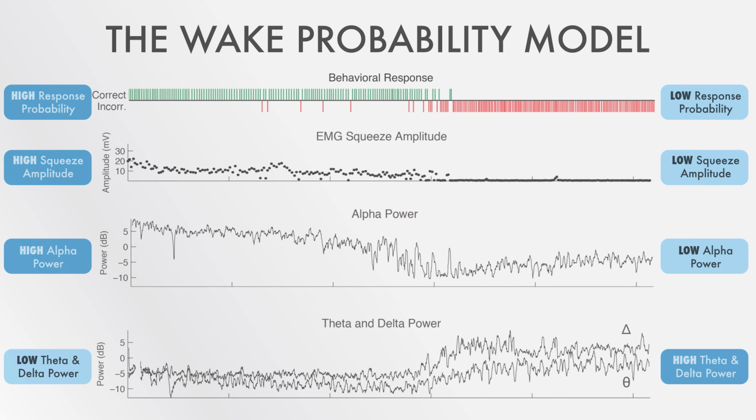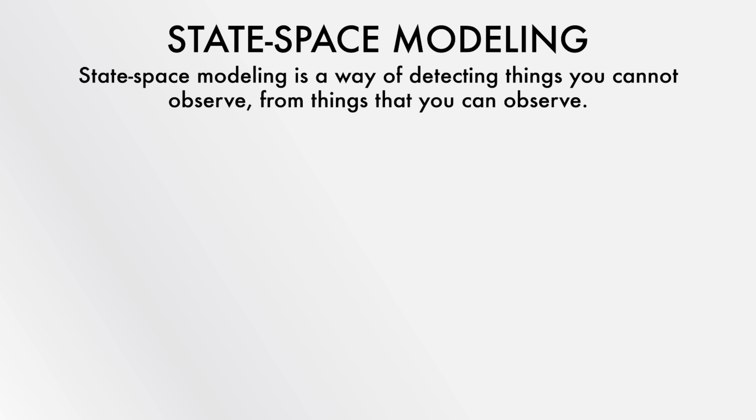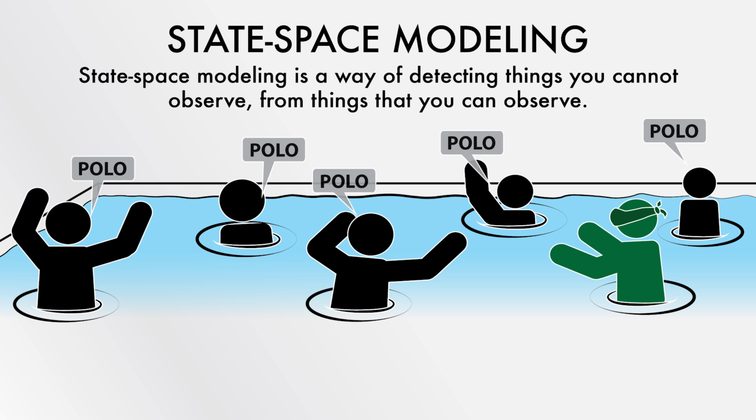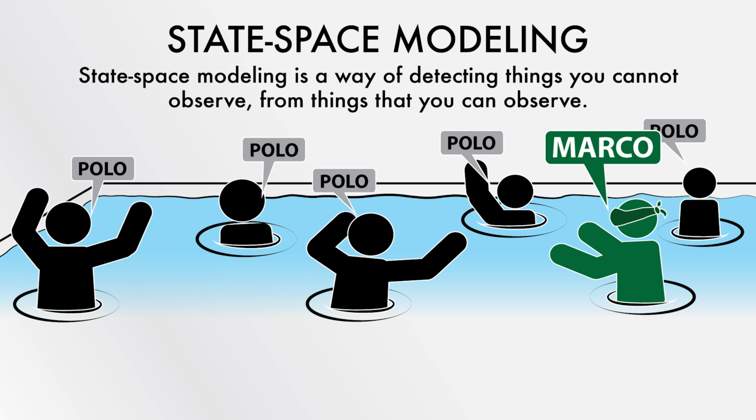Well, to do this, we use something known as state space modeling. Now, while the actual mathematical derivation and theory behind state space modeling is way beyond the scope of this video, it's sufficient to know that state space modeling is a way of detecting things that you cannot observe from things that you can observe. Consider the game Marco Polo, in which someone is blindfolded and trying to find out where other people in the pool are in order to tag them out. The blindfolded person cannot see the other people, but they can call out, "Marco," and have the other people respond, "Polo." By listening to where the sounds are coming from, the person can estimate where the other people are despite not being able to see them.